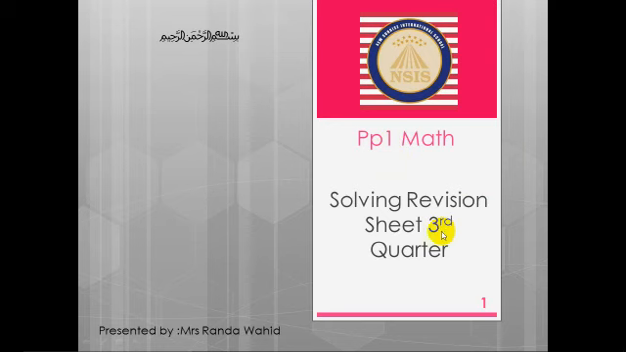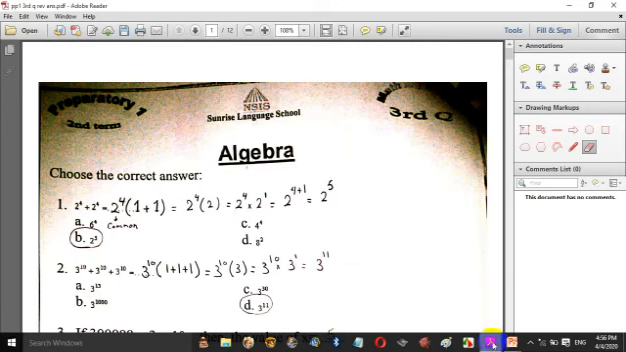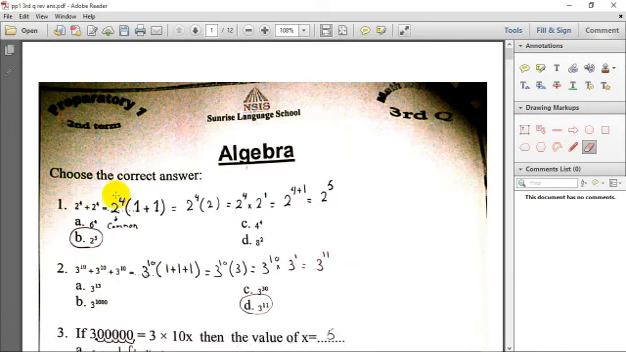Okay, let's start. Of course, you have your sheet. It's uploaded in the website of the school. Let's go to the sheet and solve it together. This is the first page. Here, algebra. We're going to start with algebra.